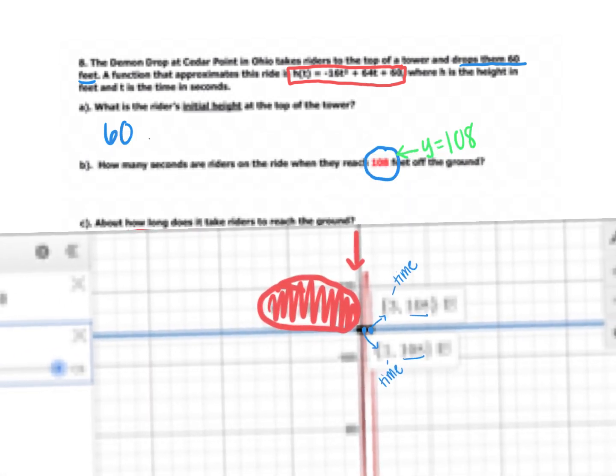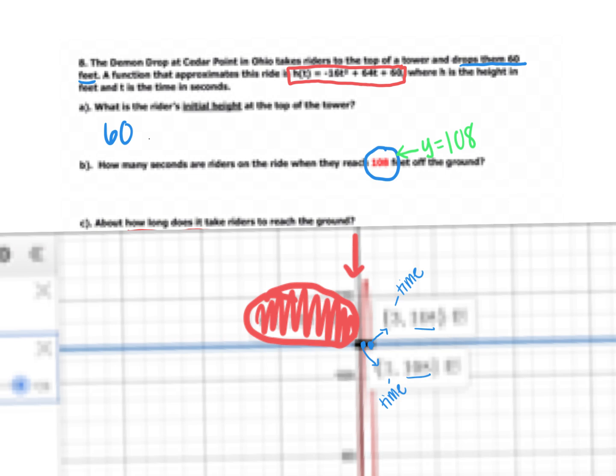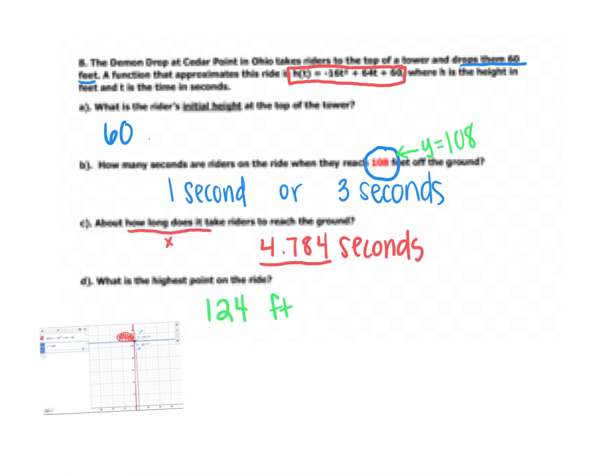So for this question, when it says how many seconds are the riders on the ride when they reach 108 feet, you could answer 1 second, or you could answer 3 seconds. Both are possible answers because those are the 2 points that are on our quadratic at a height of 108 feet.